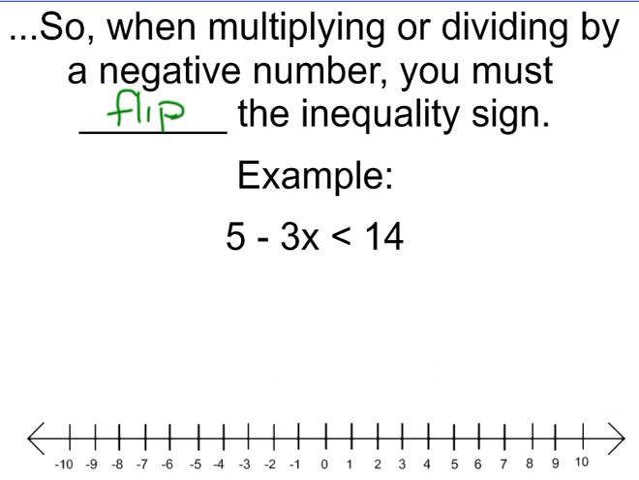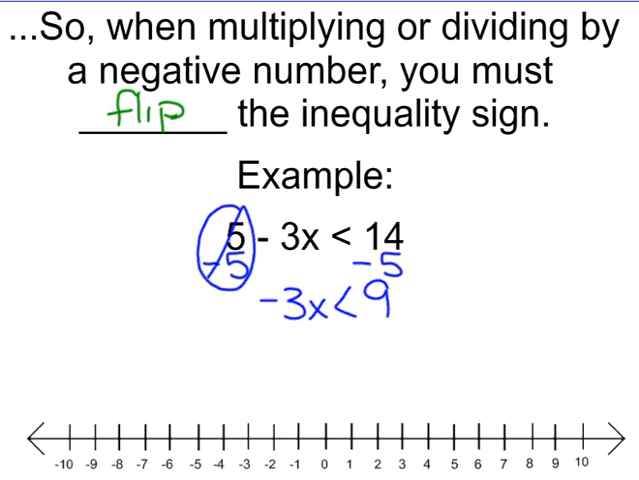Just like before, I'm going to solve it and begin by canceling out my 5 positives. So I'll get -3x is less than 9. And then I'm going to divide both sides by -3. So on the left side, I'll get positive x. On the right side, I'll get -3.